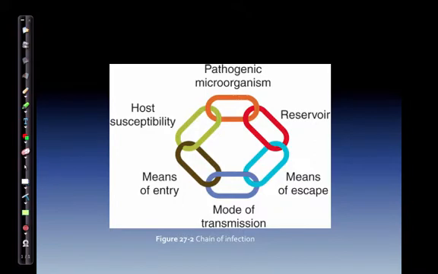This is figure 27.2, chain of infection, and we have to have all of these in place. First of all, we have to have a pathogenic organism, a microorganism with the ability to cause disease. Next we have to have a reservoir, a place the microorganism can thrive. Means of escape, a place of exit for the microorganism to leave the reservoir.